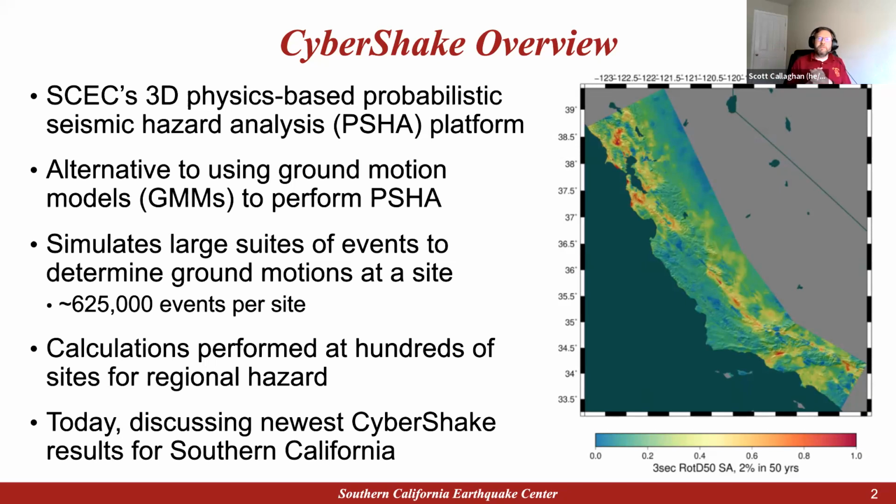With CyberShake, what we do is we usually run hundreds of different locations around a region, so we can end up with understanding regional hazard as well, not just a single location. We've performed CyberShake calculations all up and down the California coast, as you can see from this hazard map over here on the right. But the results that we'll be talking about getting access to today are for Southern California, so kind of for this chunk down here. These results are kind of the latest and greatest. We finished the calculations that produced these results just in April.